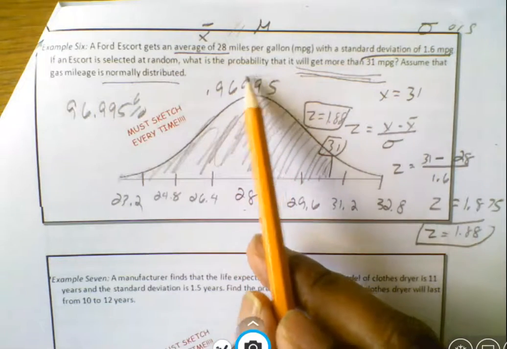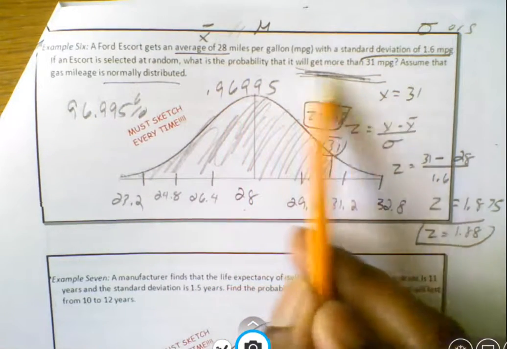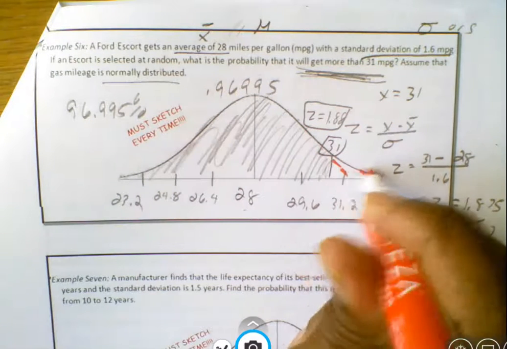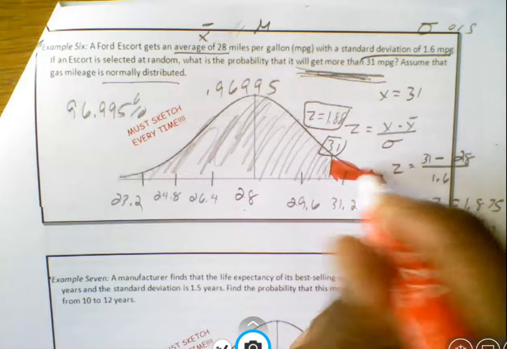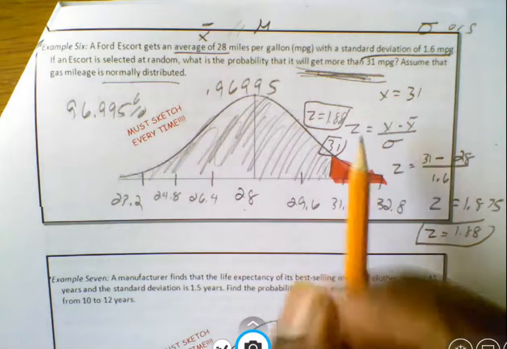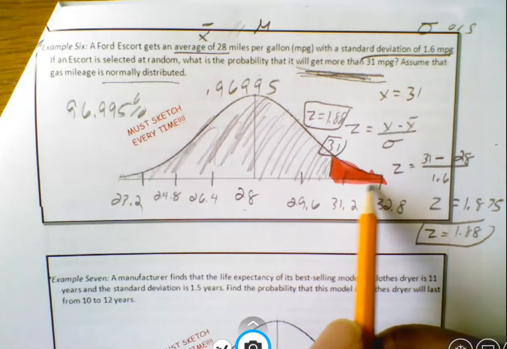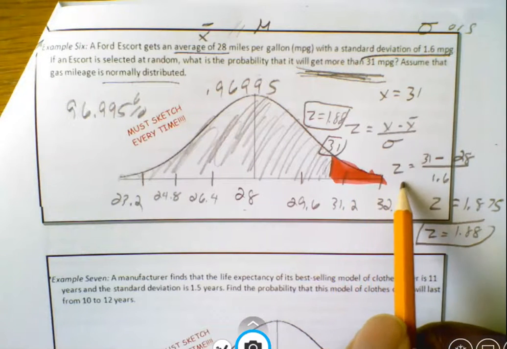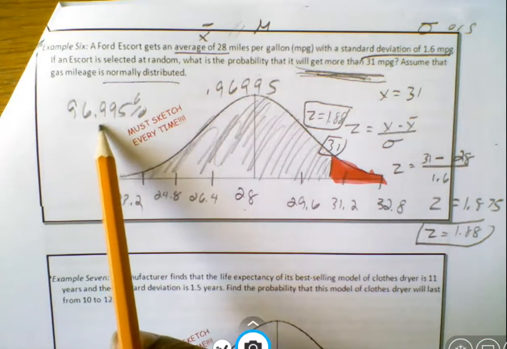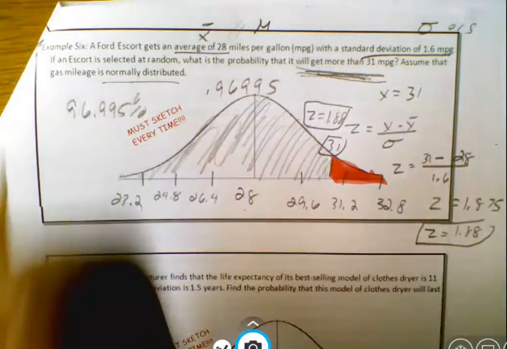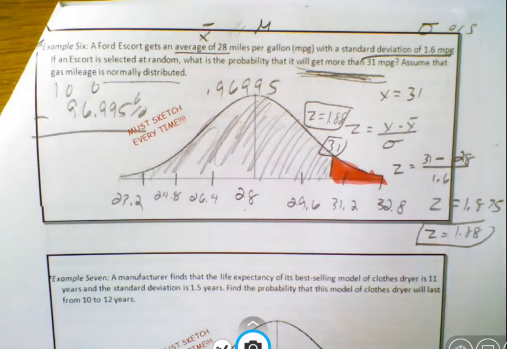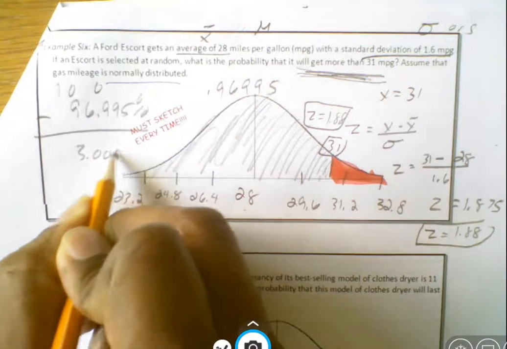And the question says, what is the probability that we get more than 31 miles to the gallon? So instead of getting that side, I need to use what I know to figure out this half of the curve, and make it red. So I want to figure out all those Ford Escorts that get 31.2 or 32 miles to the gallon, maybe even 33 miles to the gallon. If I got 96.995, I will take that from 100. If you subtract that from 100, you should get about 3.005%.